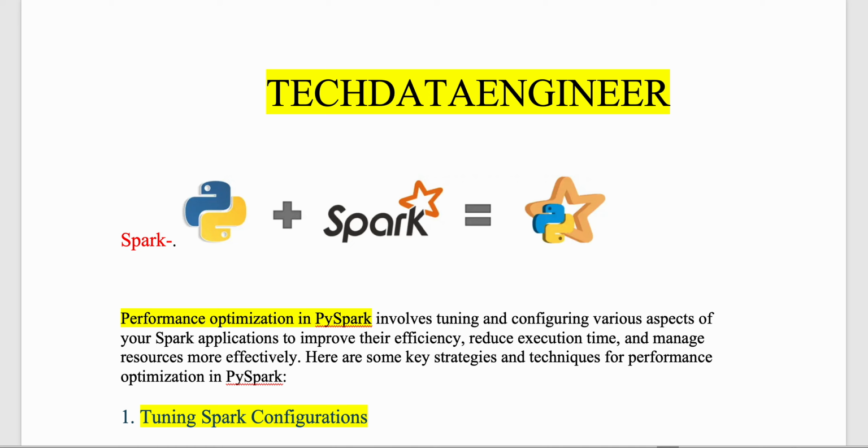in your program. So basically, first we will see what performance optimization is. Optimization is something where you can reduce the execution time and manage your resources efficiently. Performance optimization in PySpark involves tuning and configuring various aspects of your Spark applications to improve the efficiency and reduce time. So optimization is something where, based on your configuration and resources, you look at how you are utilizing all the resources, how you are reducing your execution time, and how you are managing your resources more efficiently.